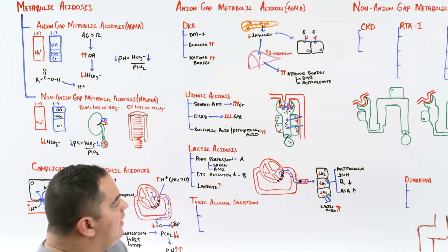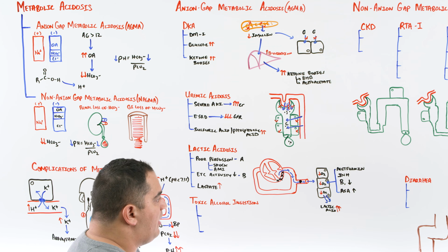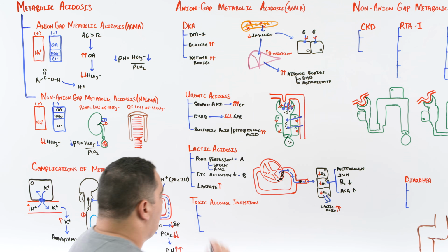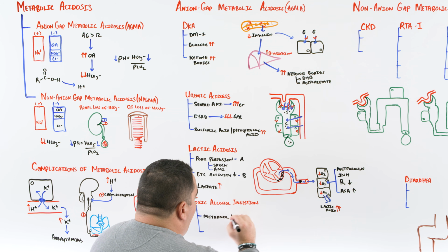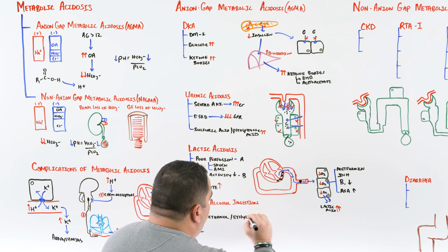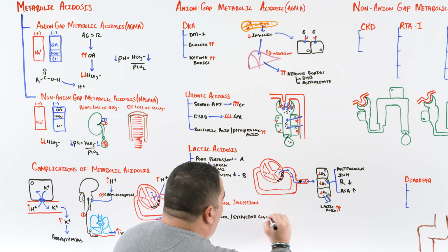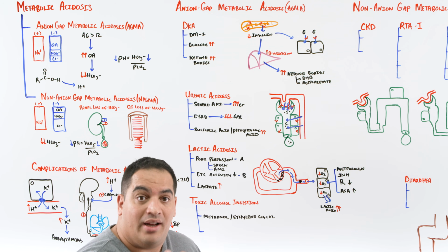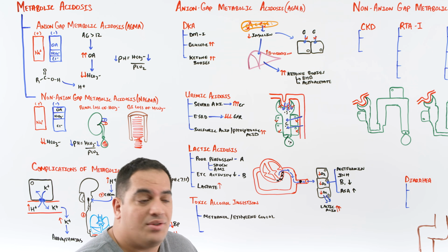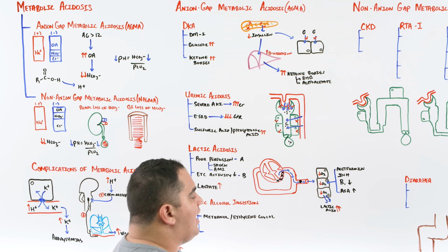All right. Next one's actually pretty easy. There's not too much to remember about this. Think about incidental ingestions. So the two most common ones are going to be methanol and ethylene glycol. Now with these two particular toxins, what we notice is that whenever they're ingested, they do have the ability to liberate lots of hydrogen ions and cause an acidosis. But the other thing is that they change the osmolality.